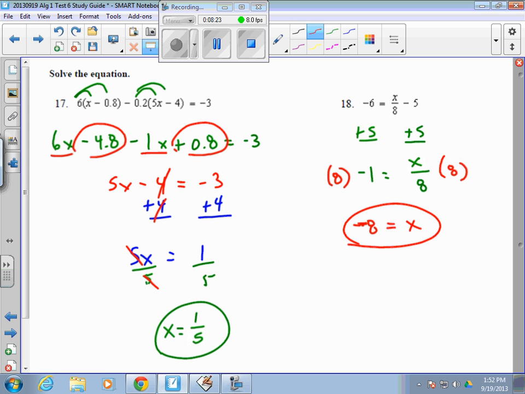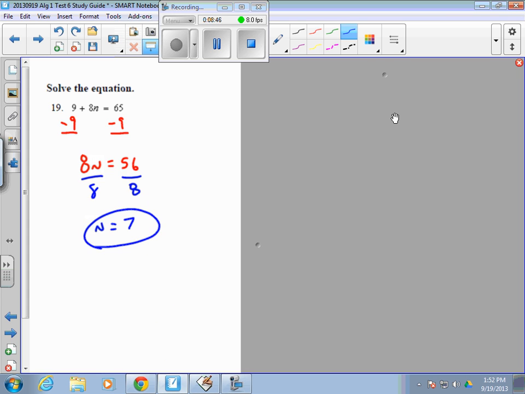18, you need to undo minus 5 on the right by adding 5. If you add it to the right, add it to the left. Negative 6 plus 5 is negative 1. So you have negative 1 equals x over 8. Undo x divided by 8 by multiplying by 8. It'll cancel it out on the right side for you and leave you with just x. When you multiply on the right, you've got to do the same thing to the left. 8 times negative 1 is negative 8, which is equal to x.